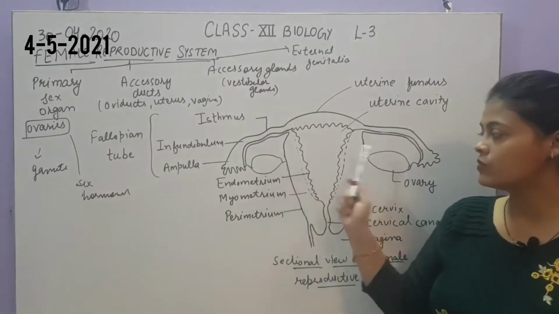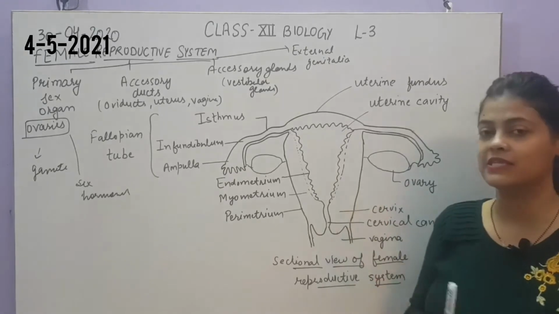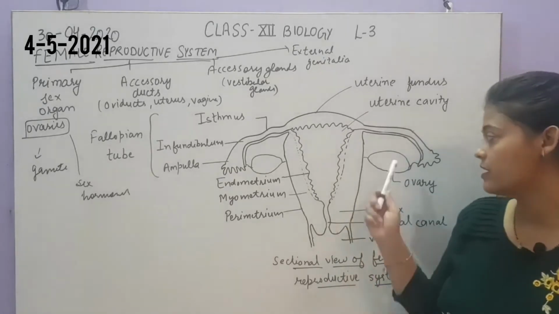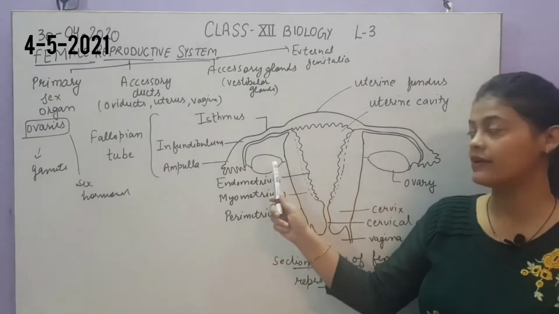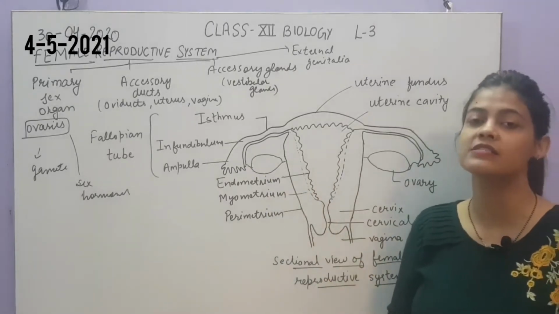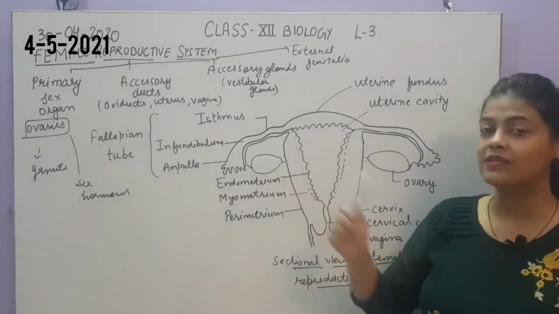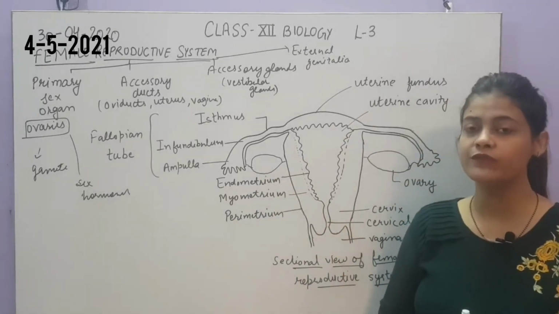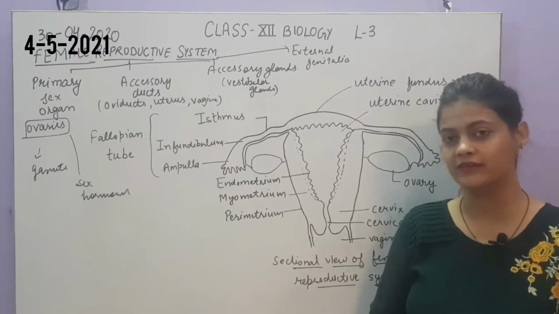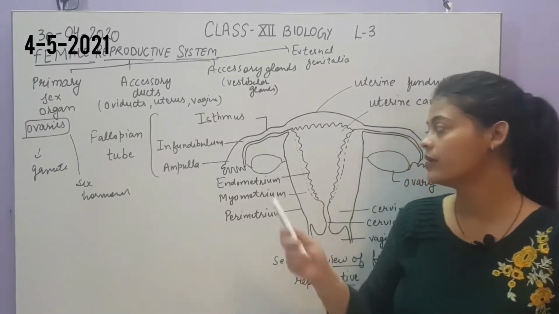So these two are the paired ovaries present in the female, and these ovaries are attached to the uterus with a ligament so that they can get support. These ovaries are the site for the production of ovum or egg and female sex hormone. We will discuss the structure in detail also.